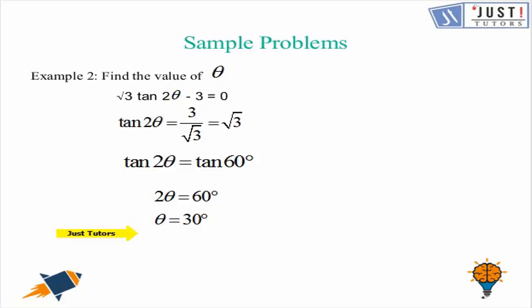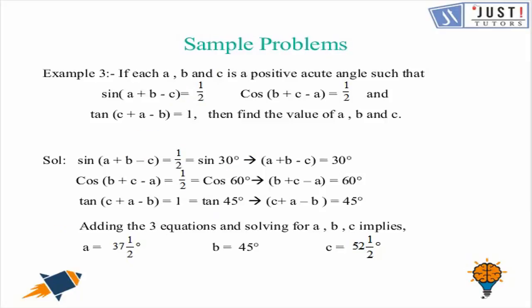And now we've got one more type of problem here, that says if each A, B and C is a positive acute angle such that sine of A plus B minus C is equal to half, cos of B plus C minus A is equal to half, and tan of C plus A minus B is equal to 1, then find the value of A, B, C. So again, we need to use the table here and replace the right hand side with the same operator that we have got on the left. So sine of A plus B minus C can be written as sine 30 degrees.